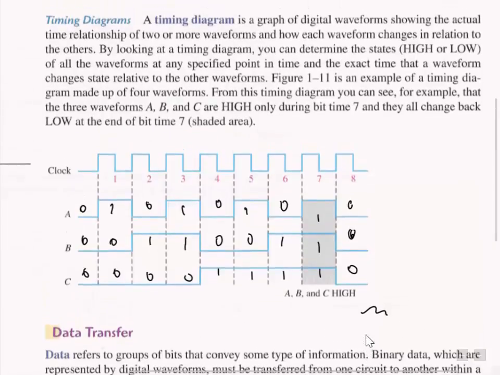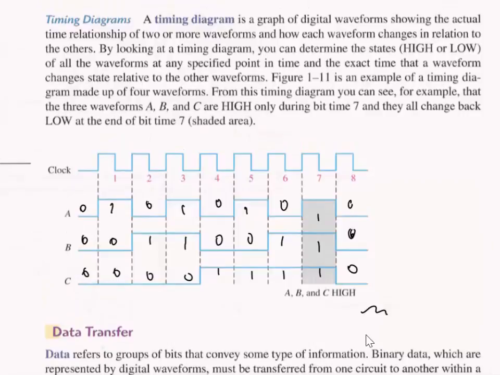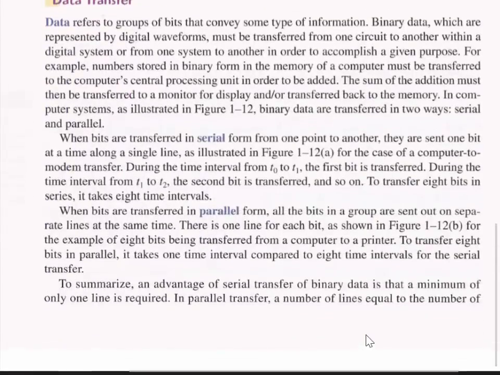From this diagram, you can see that all waveforms are high only during bit 7, and then they all change back to low at the end of bit 7, the gray area. So this is a typical timing diagram. We'll be using software to generate these clocks and see what the output looks like.